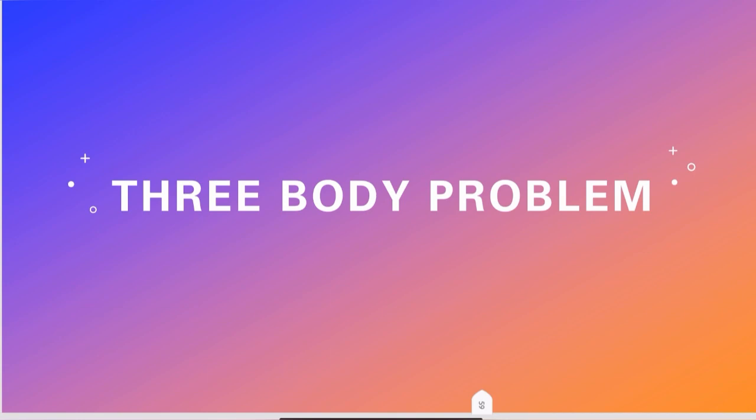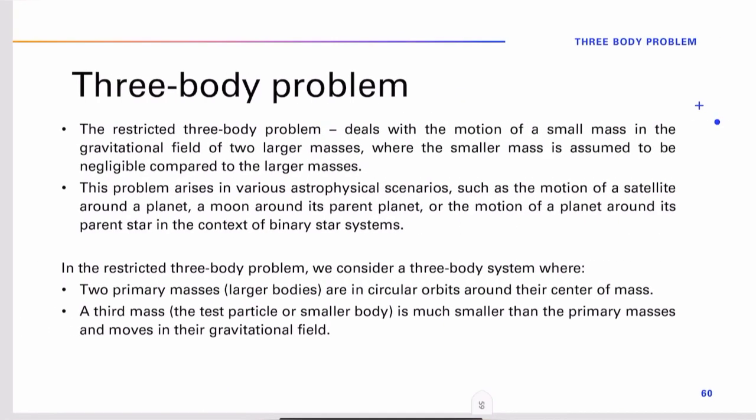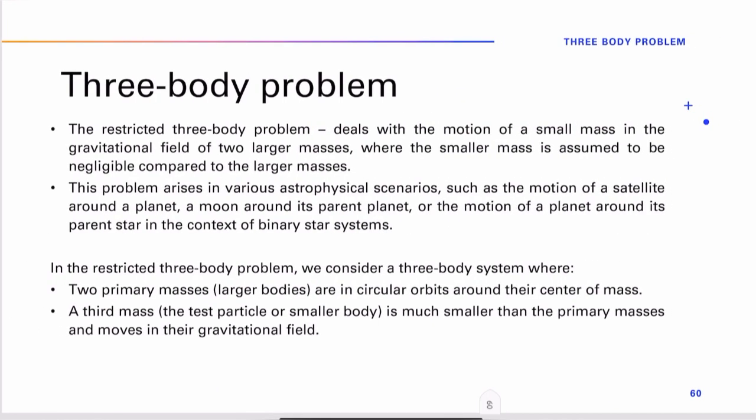Now we are going into the three body problem. Here it is called the restricted three body problem because of the assumptions we have taken. This deals with the motion of a small mass in the gravitational field of two larger masses. In the restricted three body problem, we don't have to care about the n body problem or the generalized form. With these assumptions we are going to derive.